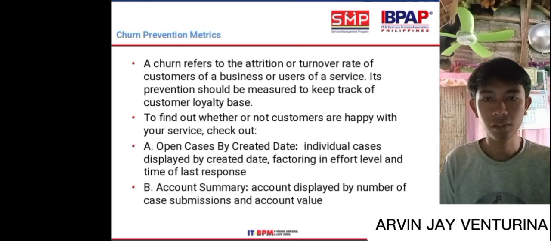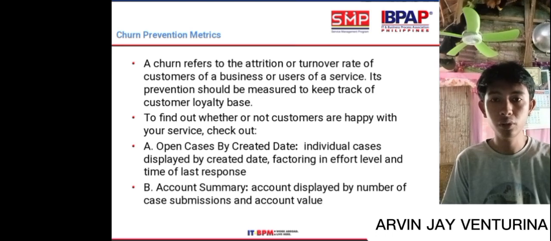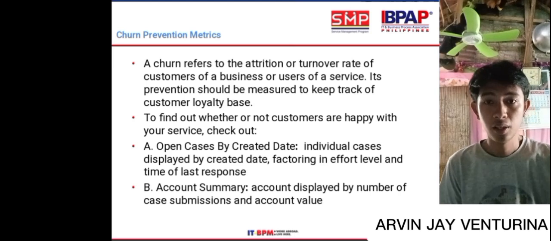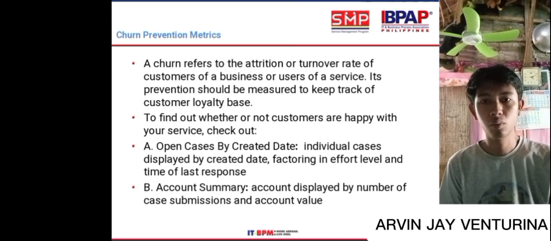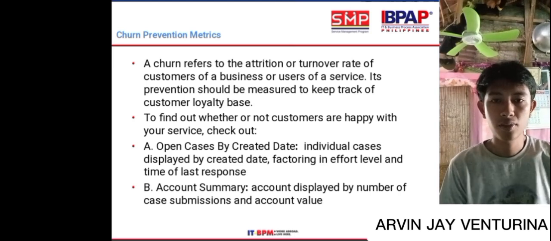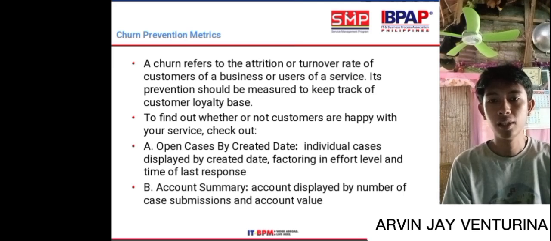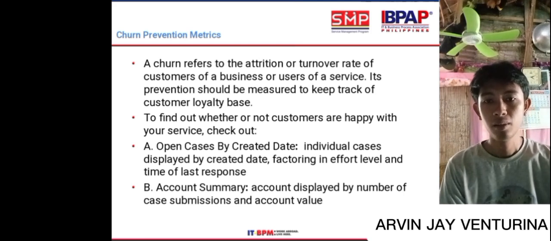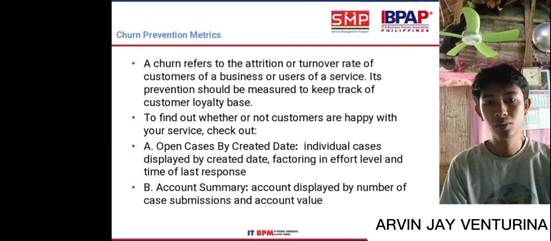Churn prevention metrics. Churn refers to the attrition or turnover rate of customers of a business or users of a service. Its prevention should be measured to keep track of the customer loyalty base. To find out whether or not customers are happy with your service, check out A, Open cases by created date: individual cases displayed by created date, factoring in effort level and time of last response. B, Account summary: accounts displayed by number of case submissions and account value.